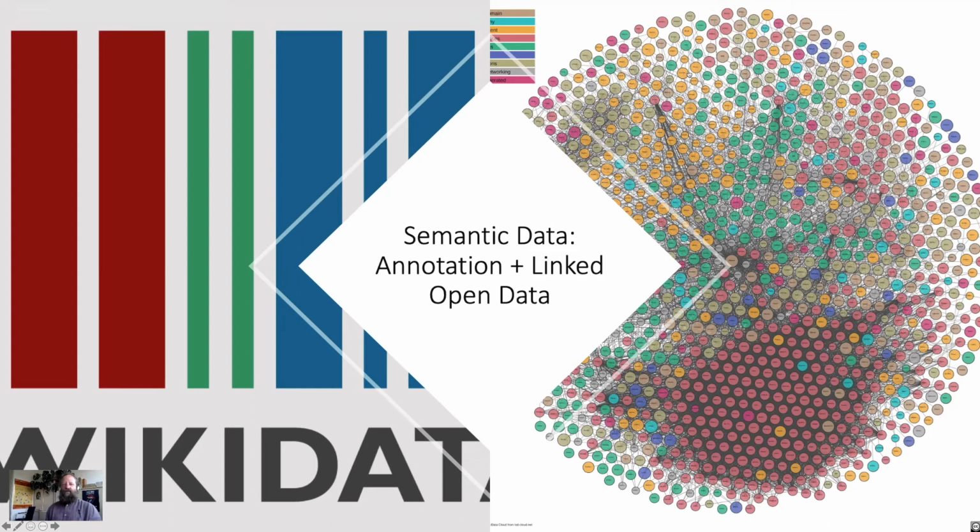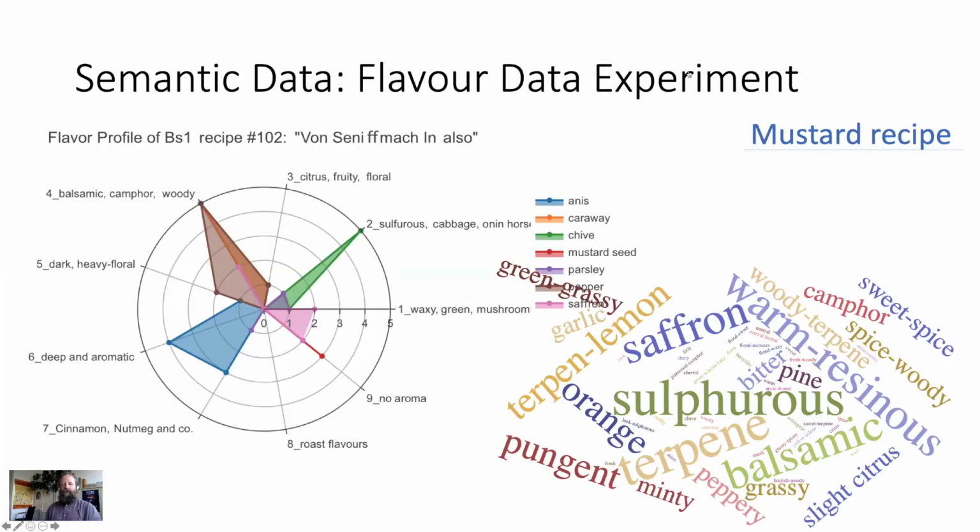This structure also allows us to analyze the data with semantic queries, which can provide us with associative and contextual information. An example would be our flavor data experiment. For this, we enriched our ingredients with information on flavor molecules, providing both numeral as well as textual information. With appropriate queries, we got flavor profiles for individual recipes, here, for example, a tasty mustard recipe.